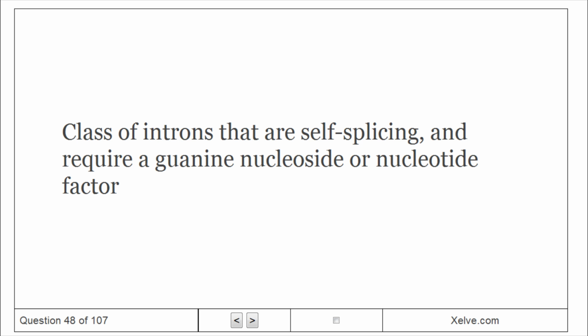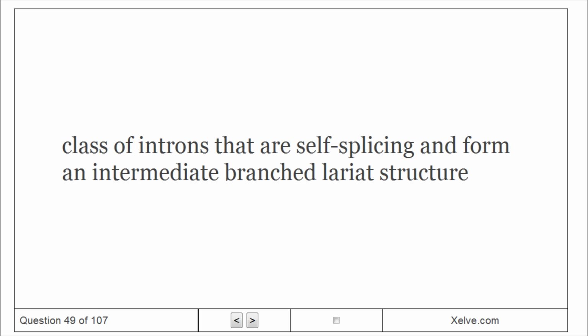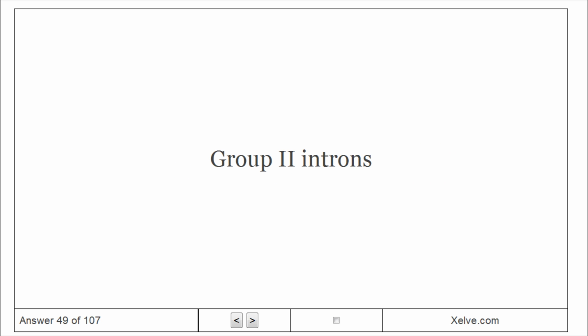Class of introns that are self-splicing, and require a guanine nucleoside or nucleotide factor. Group 1 introns. Class of introns that are self-splicing and form an intermediate branched lariat structure. Group 2 introns.